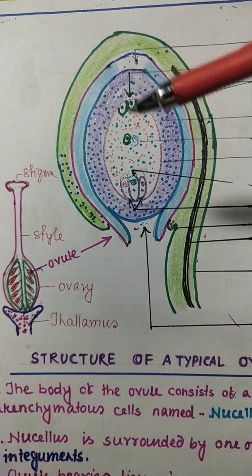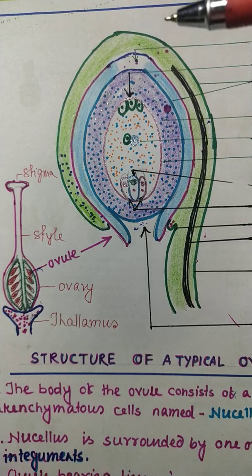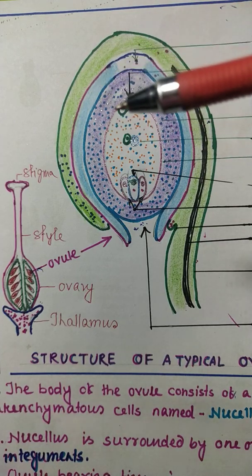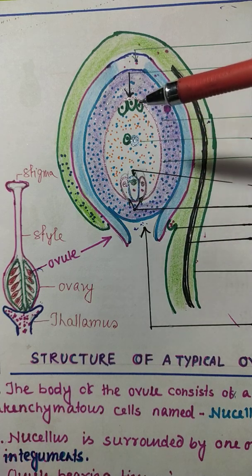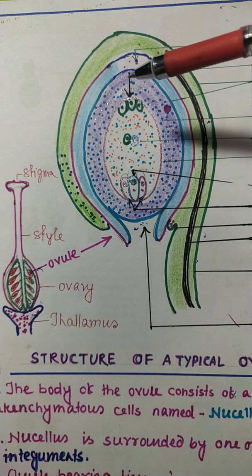In the next video, we are going to discuss how this megaspore or this embryo sac will form inside the ovule.